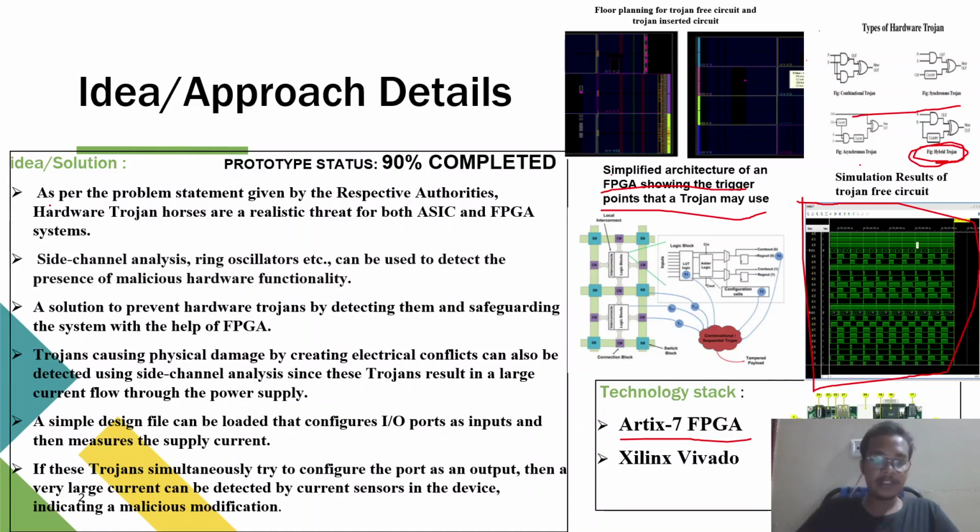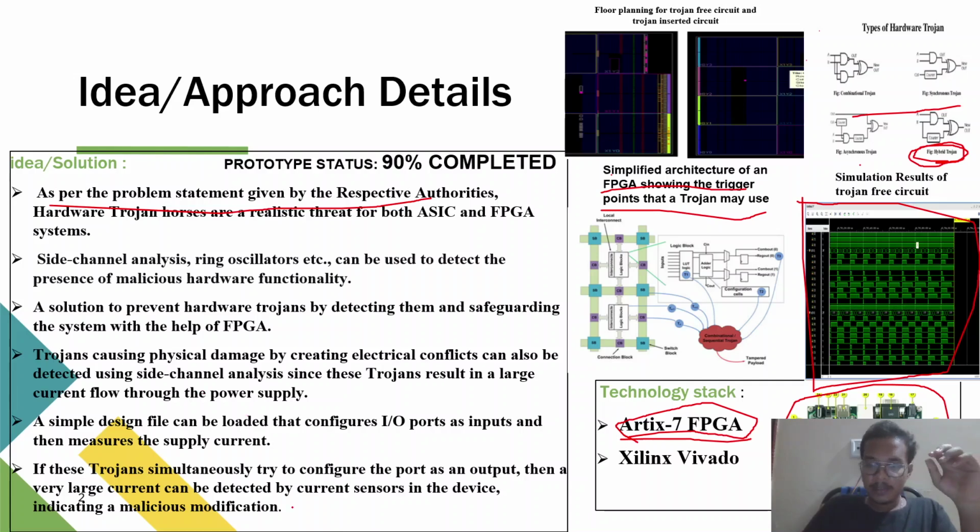As you can see, according to the problem statement by the respective authorities, we have designed all this. There is only a requirement of two technology stacks here. One is the Artix-7 FPGA, because they have asked for hardware. This was manufactured by the Digilent platform. As of now, we don't have this board. We only have the Spartan-3 board and a basic board. And this is the Xilinx Vivado software, where we will run the power side channel analysis simulation.